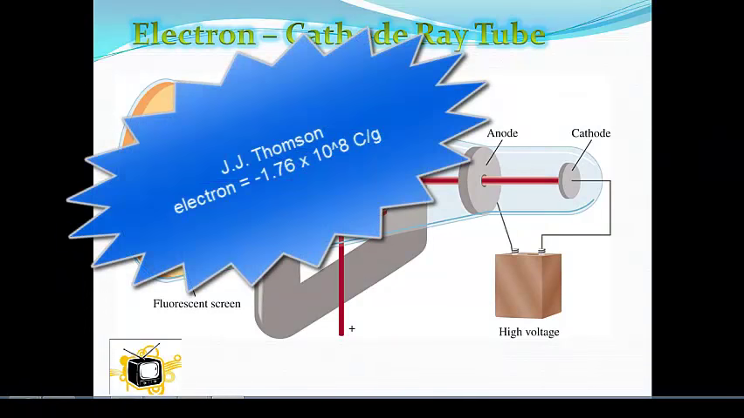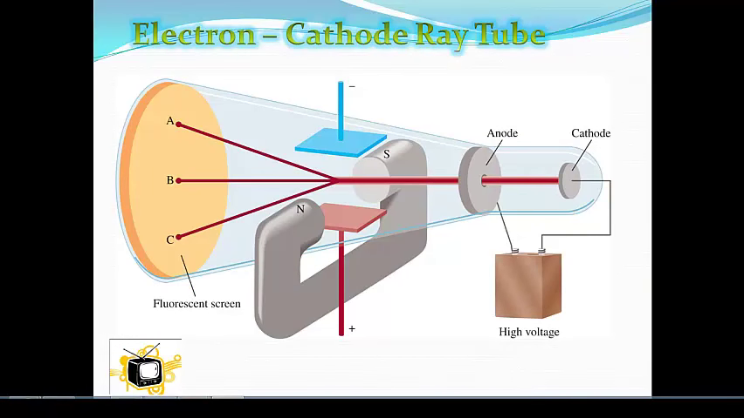The number that he came up with was negative 1.76 times 10 to the 8th coulombs per gram. Now, the coulomb is the SI unit of electric charge, but that's not that important. What you guys need to know is that J.J. Thomson was really the guy that came up with the charge to mass ratio of an electron.